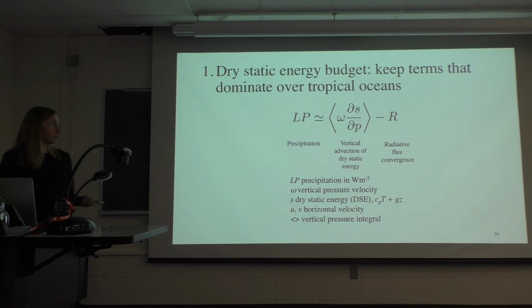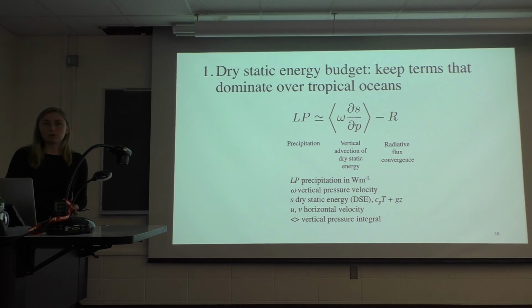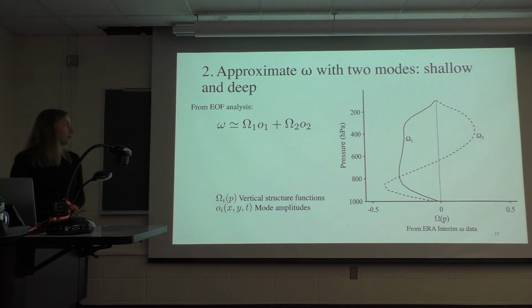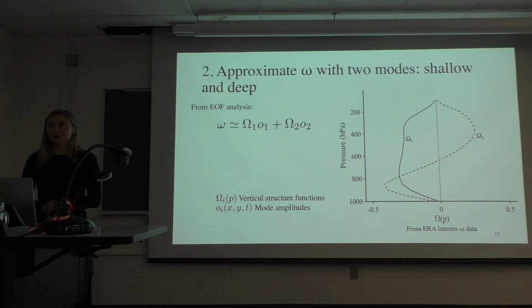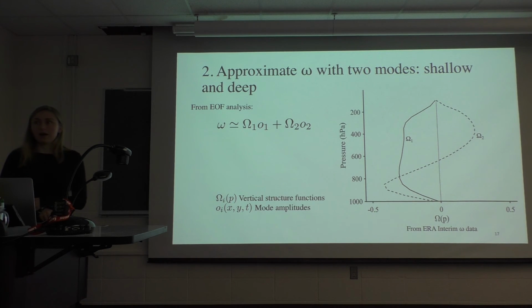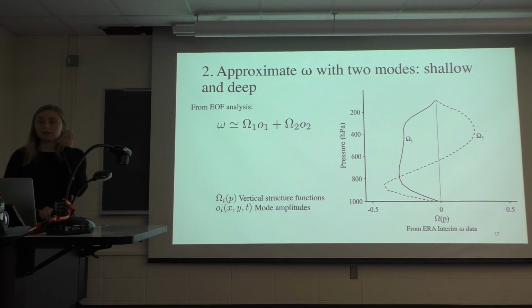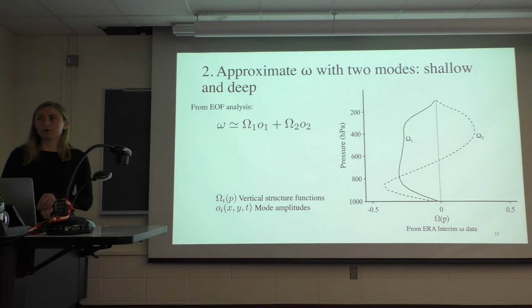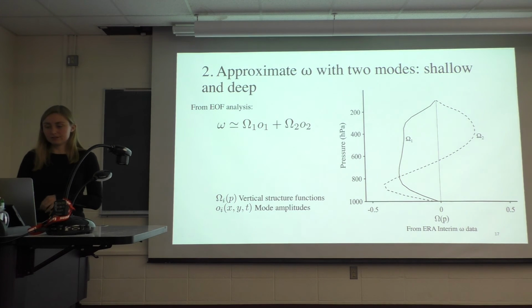So when we take the dominant terms, this is what we end up with over tropical oceans in a monthly mean sense. Now I'm going to focus on that vertical advection of dry static energy term. It has an omega in it, and the two-mode approximation can be applied to that omega term. The two-mode approximation comes from an EOF analysis, which some of you are probably familiar with.